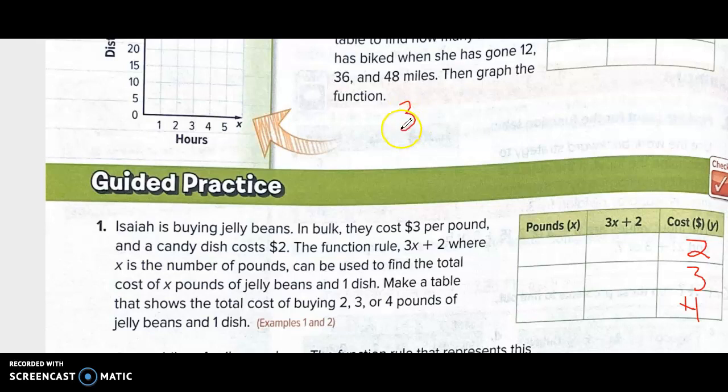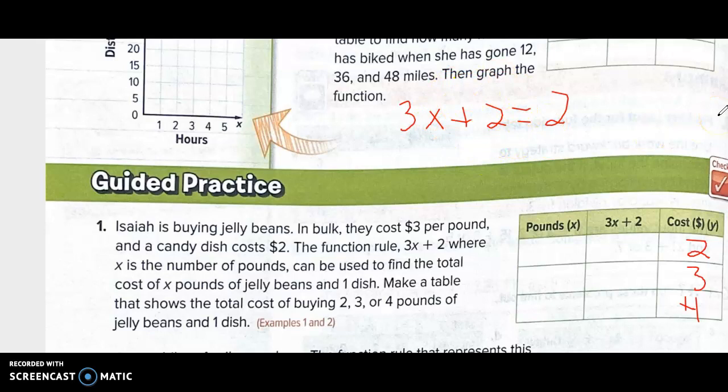So we're just going to start with 3x plus 2 equals our cost, which is 2. All right, so we have an equation here now: 3x plus 2 equals 2. This is very similar to what we did last week. So first things first, we want to get our x by itself. We want to remember that. But before we divide here, we want to get rid of this 2.